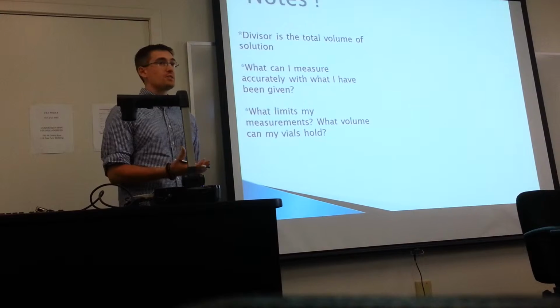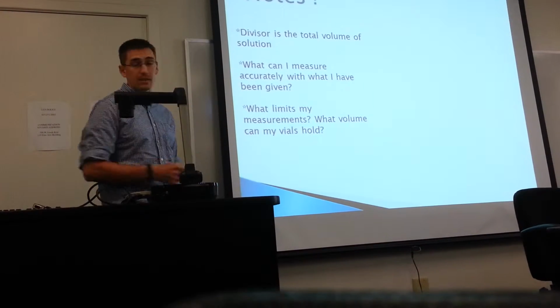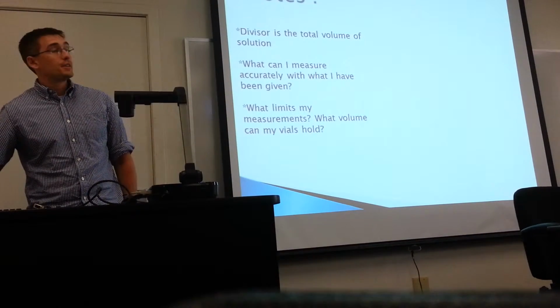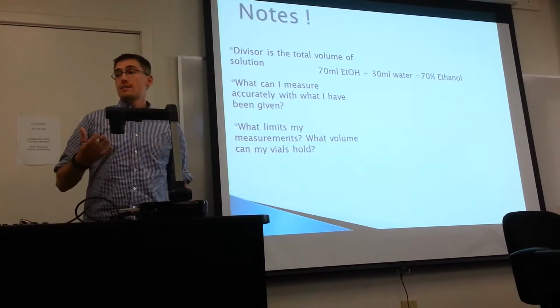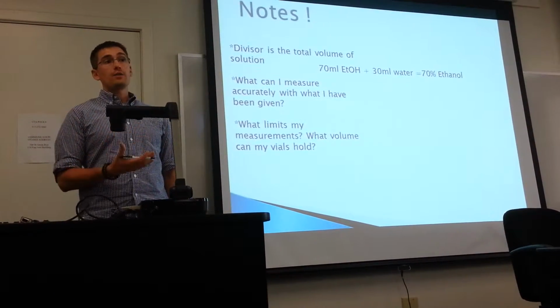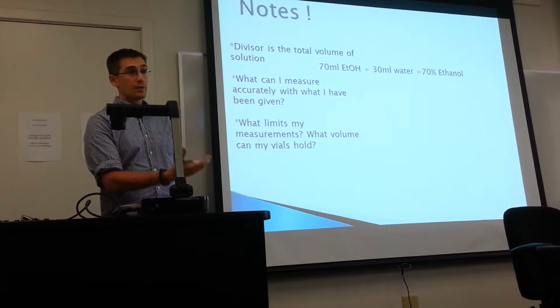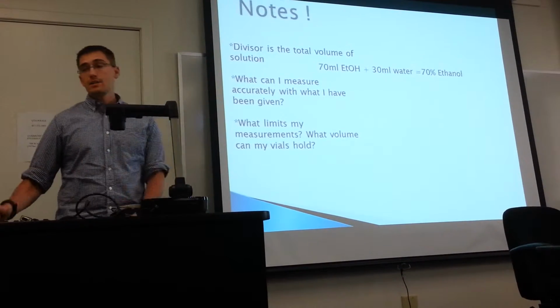So some really quick notes here that are very important. In concentrations, you need to remember that the divisor is always the total volume of the solution. So going back to my ethanol example, it's 70 plus 30, but the divisor is 100. So it's 70 ml of ethanol in 100 ml of solution, giving you that 70%.